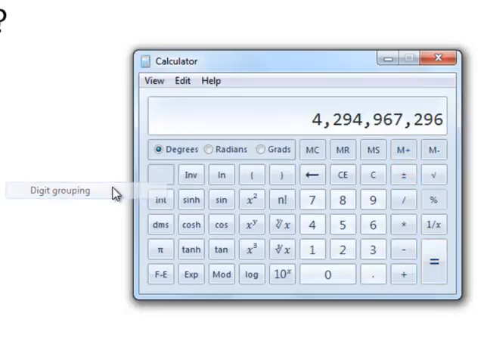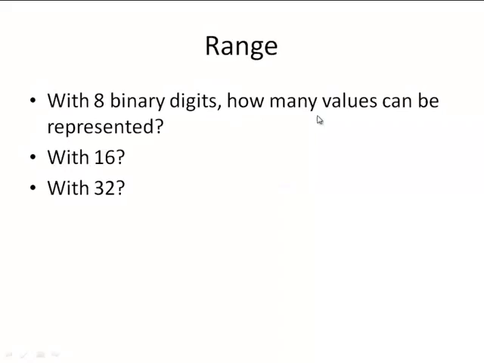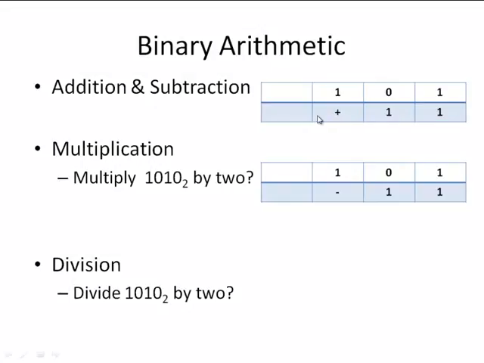And we can put on digit grouping to kind of see how big this is. So a little bit over 4,000 million. We can also do arithmetic with binary, so we can add and subtract binary values.